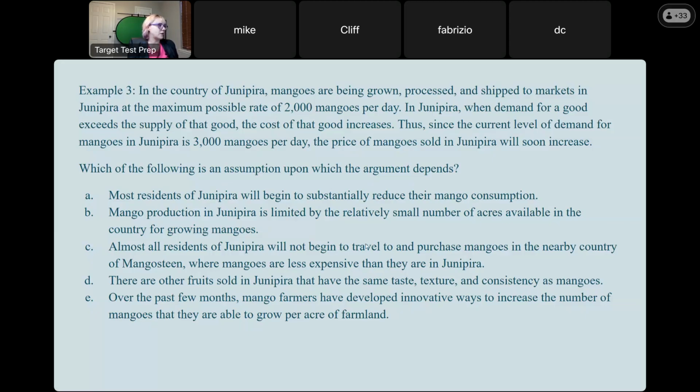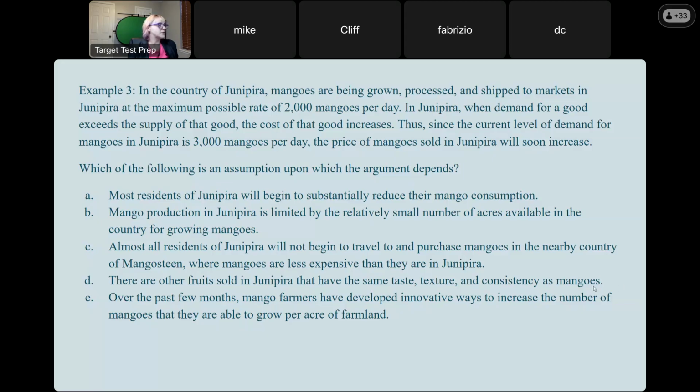Almost all residents of Junipero will not begin to travel to and purchase mangoes in the nearby country of Mangosteen, where mangoes are less expensive than they are in Junipero. So if they globalize or at least slightly expand their mango market, then they're not restricted by the country's hard limits on mango production. This is an assumption that the argument relies on, because if Junipero is not an independent island and they can just cross over to the next country, then they're not nearly so limited by their current demand and supply.